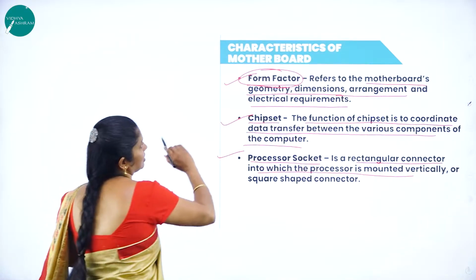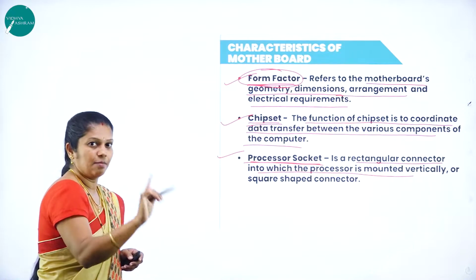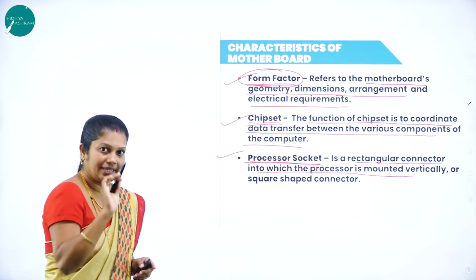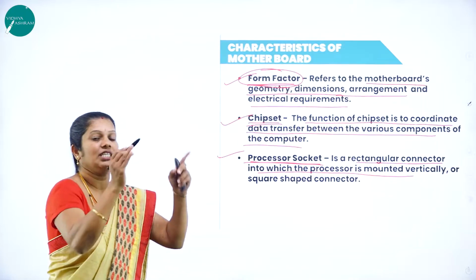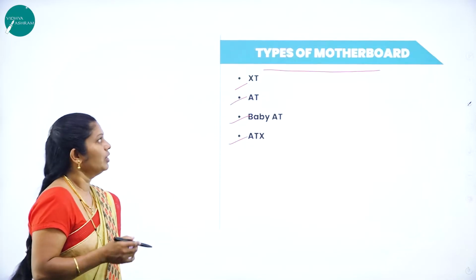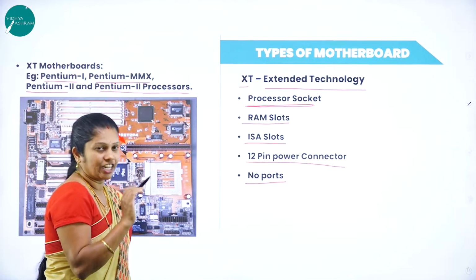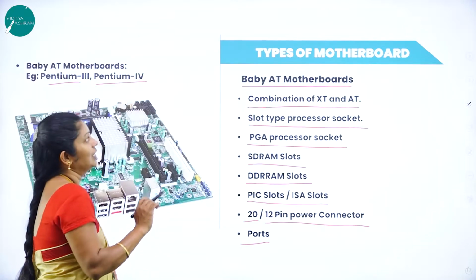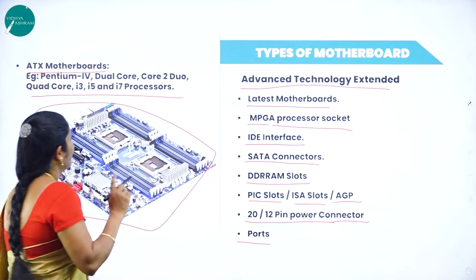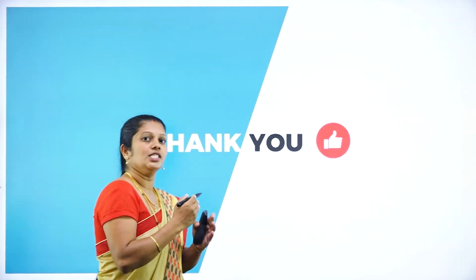Then when we come to the factors, the characteristics: form factor, chipset as well as processor socket. Mainly form factor means dimension, the geometry of the motherboard. Whereas chipset is how exactly the data is transferred. Processor socket is about which way it is mounted, whether vertical or horizontal. Regarding that also, we classify the motherboard. When we come to types: XT, AT, Baby AT as well as ATX. XT, that is Extended Technology. AT, Advanced Technology. Baby AT motherboard is a combination of XT as well as AT. And the last one is ATX, that is Advanced Technology Extended, the latest motherboard.